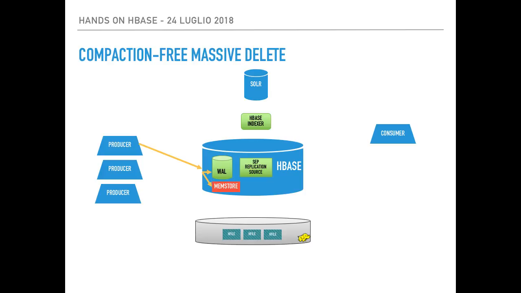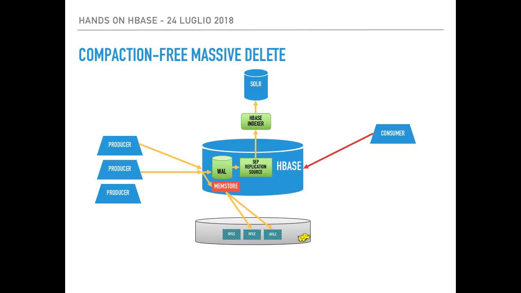So what happens when puts are issued to HBase? They both go to the write-ahead log and memstore. Then from the write-ahead log, data goes to the replication source that triggers the HBase indexer that inserts data into Solr. And actually you do a lot of puts, so the memstore gets full and it flushes down into an HFile. That's the file that is used by HBase to store data. And you have another producer, you do another bunch of puts, and eventually the memstore will be flushed to another HFile.